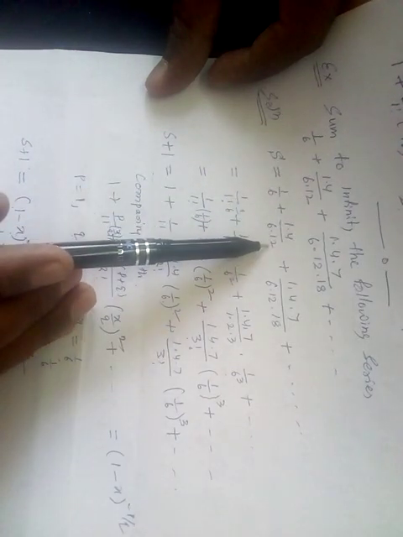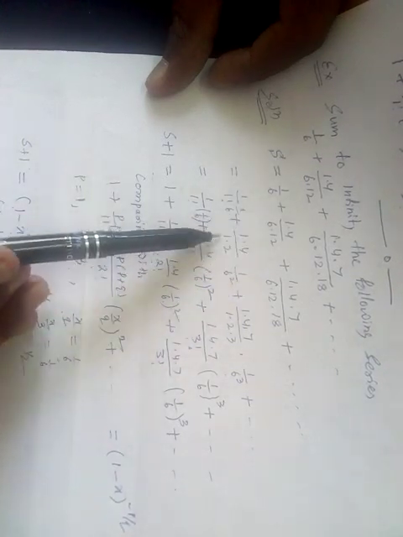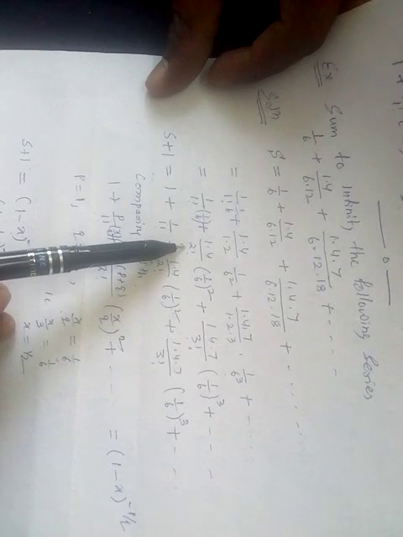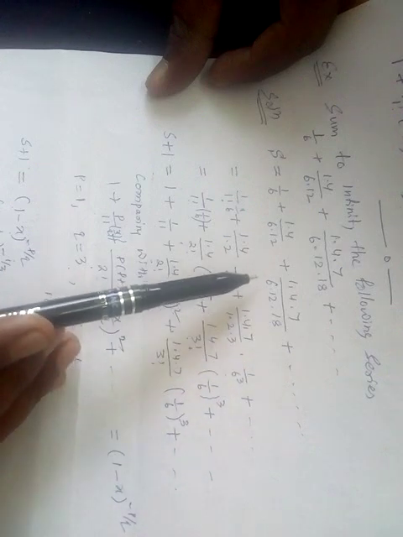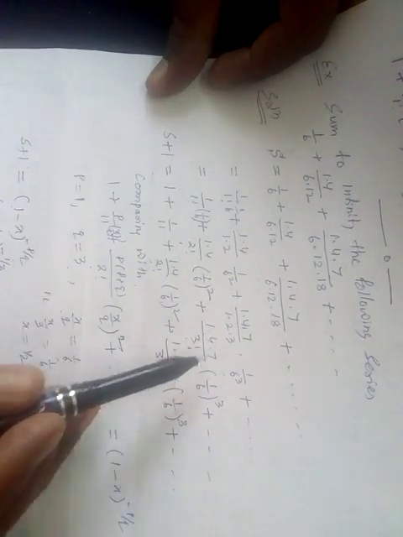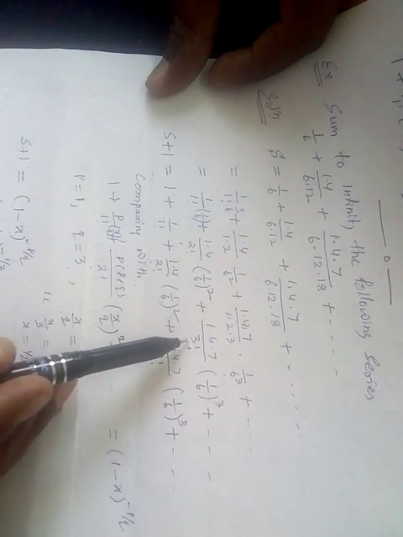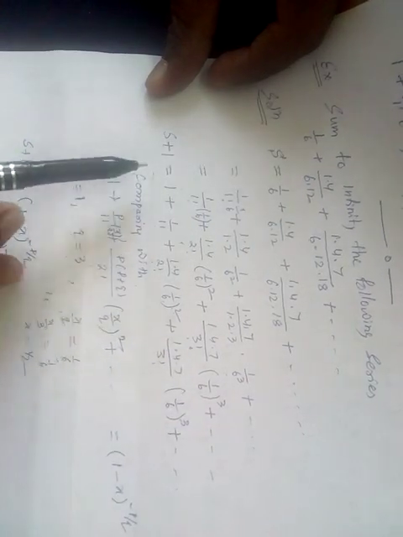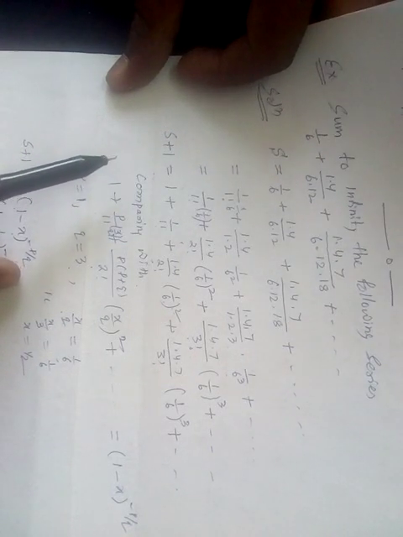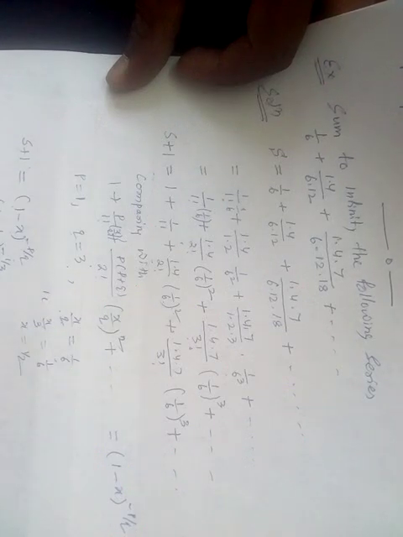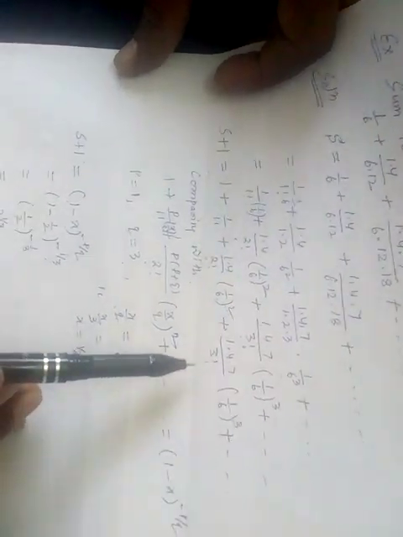In the second term, 6 and 6, I will take 6 square outside, 1 into 2 remains, which I can write as 2 factorial. In the third term 6, 12, 18 is there, from each factor you take 6 outside, and you will get 1 by 6 whole cube in the multiple, and the denominator becomes 3 factorial, and so on. What is the first step you have to do? In the denominator you have to adjust the factorial. So we adjusted the factorial.